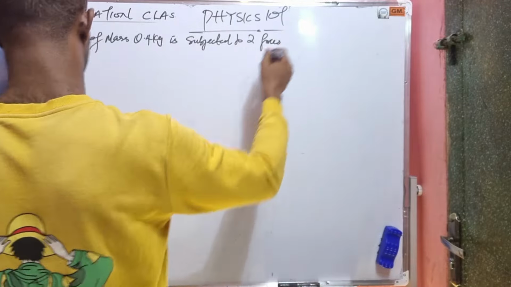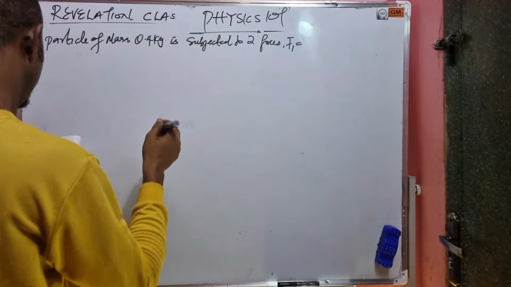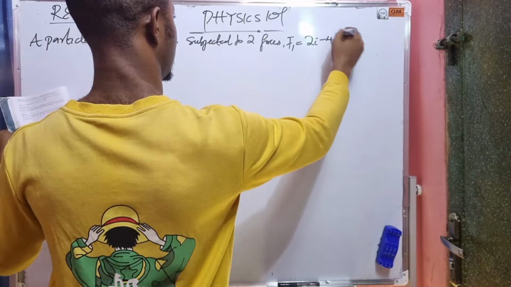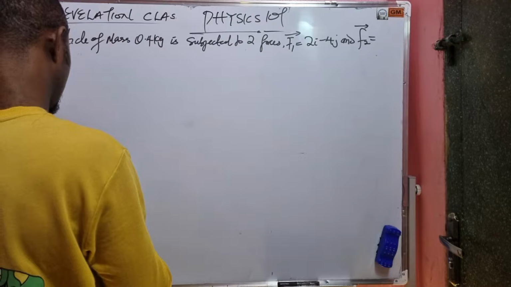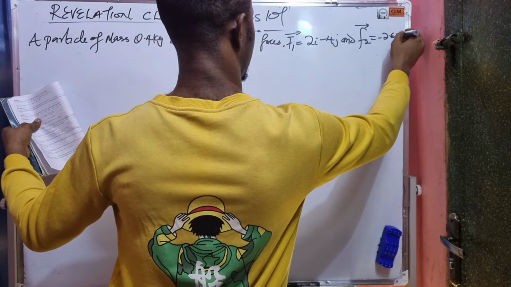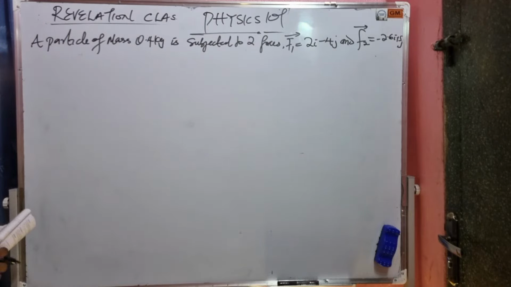But let me write out the question again so that we can take it one after the other. A particle of mass 0.4 kilogram is subjected to two forces. We have F1 is 2I minus 4J, and F2 is minus 2.6I plus 5J in Newton.